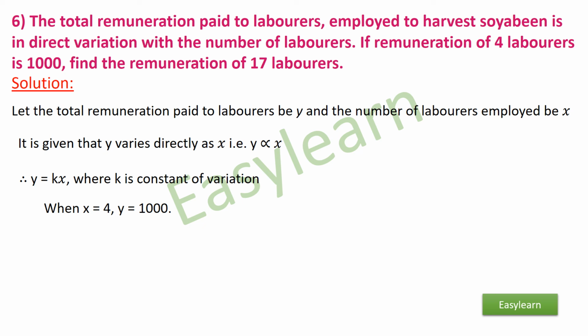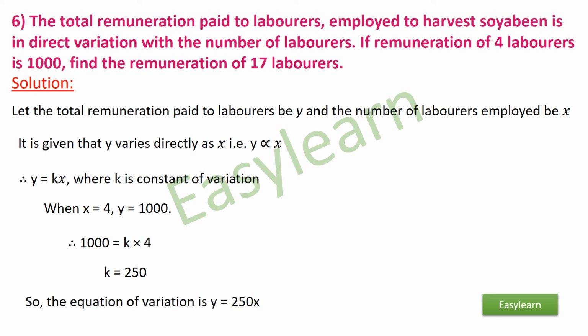First, when x is equal to 4, y is 1000. To substitute this, we get 1000 is equal to k into 4. That is, k is equal to 1000 upon 4. Therefore, k is equal to 250. Therefore, the equation of variation is y is equal to 250 into x.